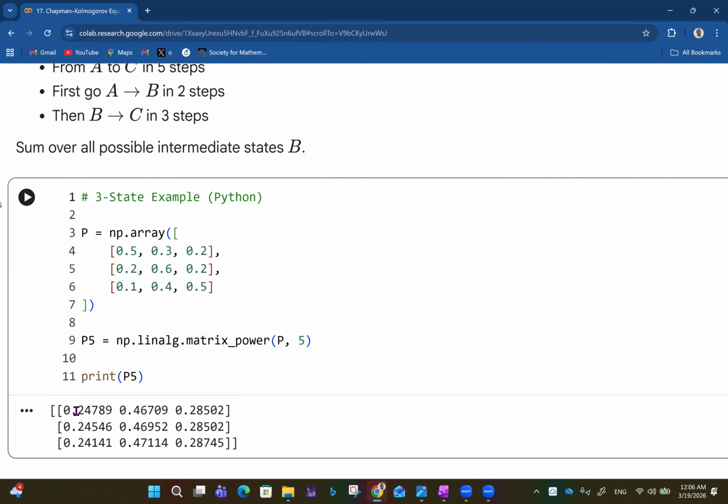If you add, this is roughly 0.25 plus 0.475, that is 0.72, then 0.72 plus 0.28 is roughly 1. So just to be sure that each row adds up to 1.